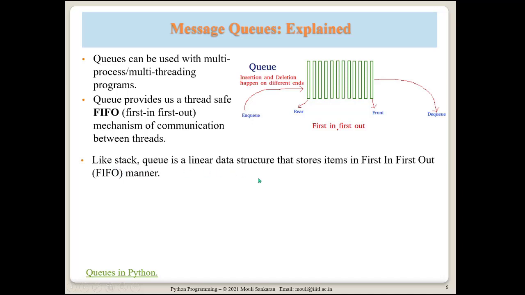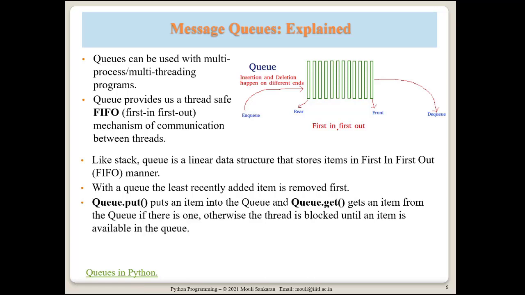Like a stack, a queue is a linear data structure that stores items in first-in, first-out manner. With a queue, the least recently added item is removed. That means the oldest data is removed. Queue put puts an item into the queue, and queue get gets an item from it. These are the Python methods. It gets an item from the queue if there is one; otherwise, the thread is blocked until an item is available. So you don't need to worry what happens if the queue is empty, whether you should check it or not. It will come out of the queue only if there is valid data in it.